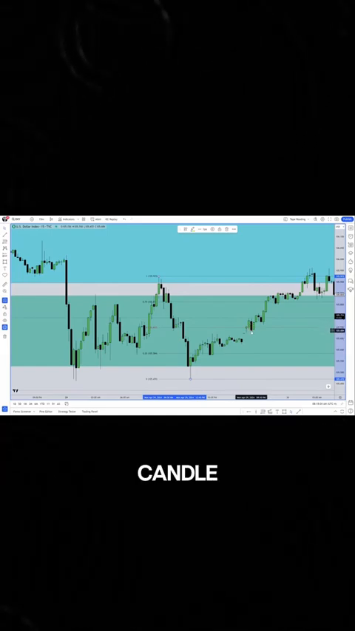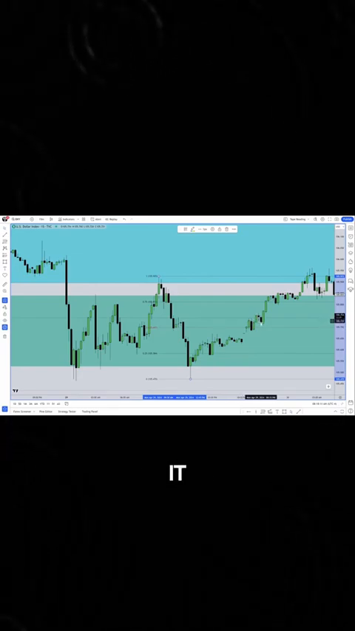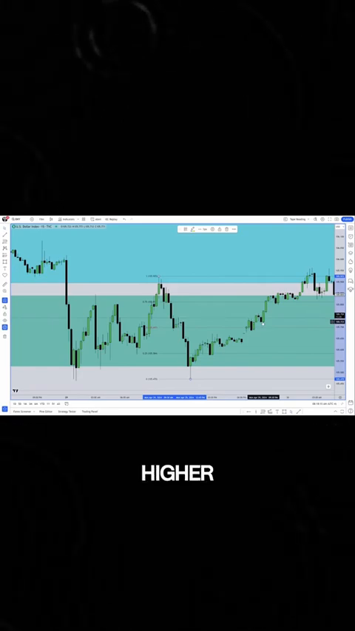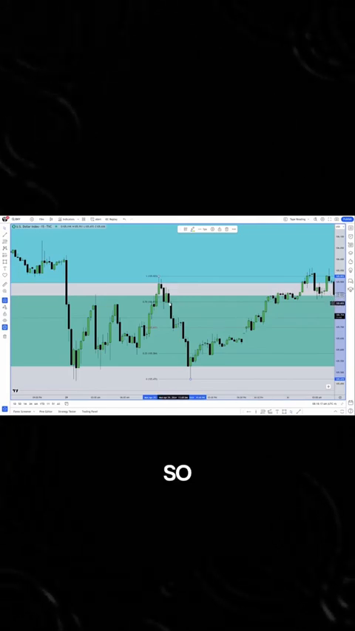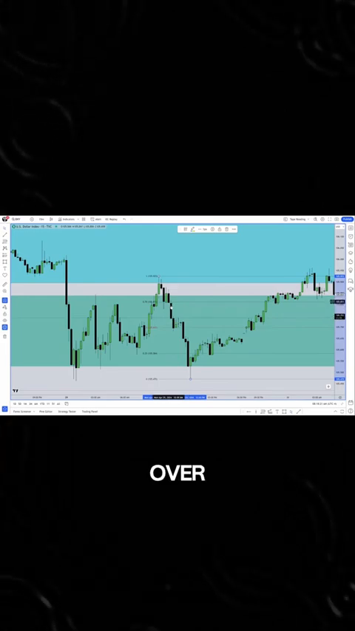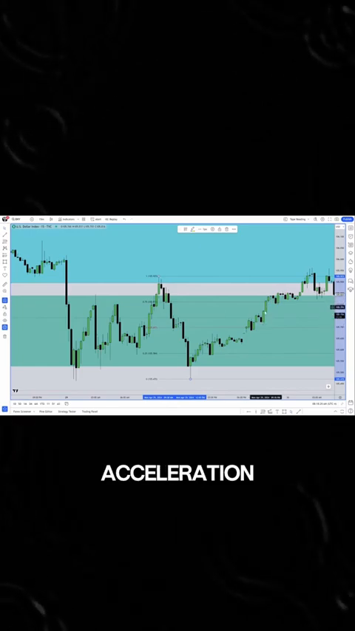Consolidation, down closed candle. It moves outside of the down closed candle. Does it trade back down into it? Yes. Does it act like a trampoline, send price higher? Yes. So we bridged this inefficiency. We patched over basically all the sell side with buy side. See the acceleration in price action right there?